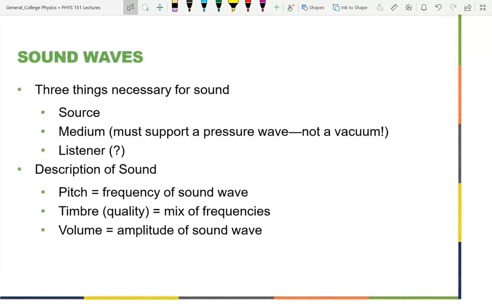So just a reminder, sound waves, we had 3 requirements. You have to have a source, you have to have a medium for them to travel through, and then an observer, or else we just really don't talk about them. The quantity or the properties we talk about for sound are, number 1, the pitch. Pitch is the frequency. So low frequency is low pitch. It's a low frequency. It's a high frequency. Very simple.